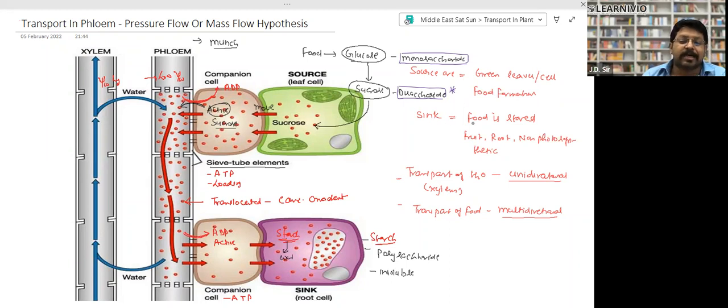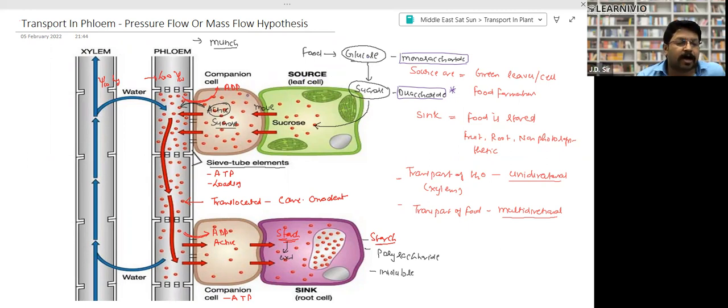What is a sink? Sink is those areas where food is stored, right? Fruit, root, non-photosynthetic parts, all of those work like a sink, right? So formation of the food takes place at the source and it goes to the sink. So food is formed in the green leaves, then glucose is converted to sucrose. Now the transport of sucrose takes place from the source or the leaf cell to the companion cell.